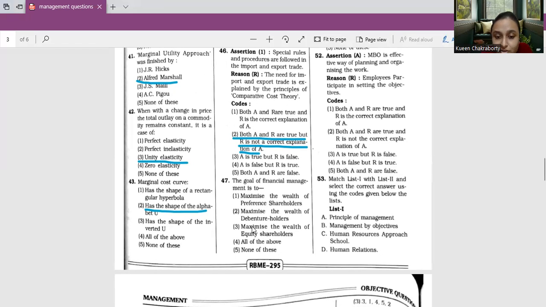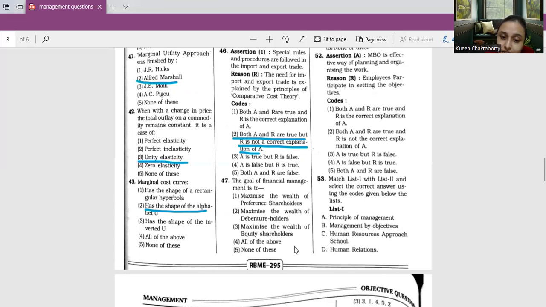The goal of financial management is to maximize the wealth of preference shareholders, maximize the wealth of debenture holders, maximize the wealth of equity shareholders, all of the above, or none of the above. So coming to the goal of financial management, what is financial management related to? Basically, the objective of financial management is the maximization of the shareholders' wealth.